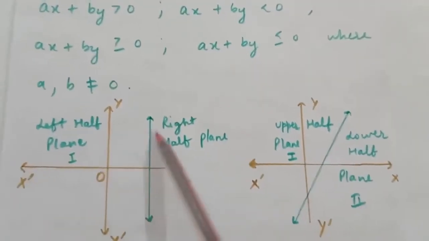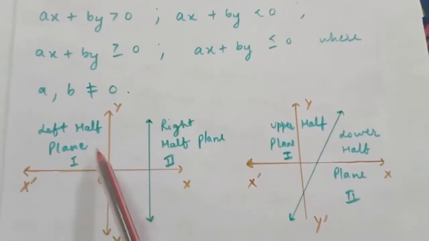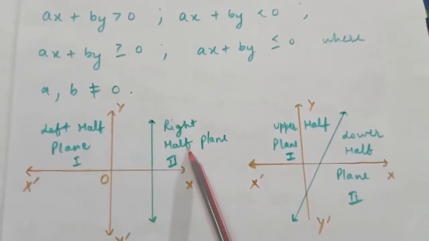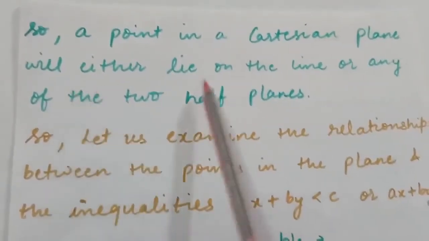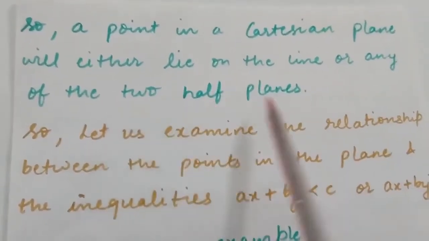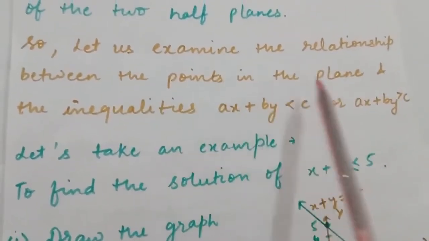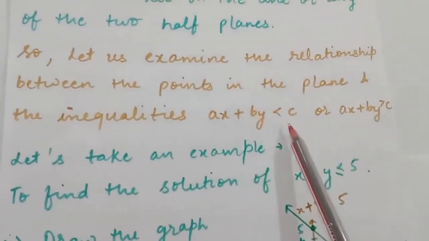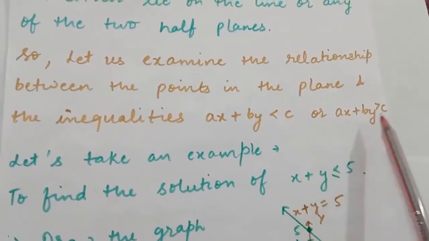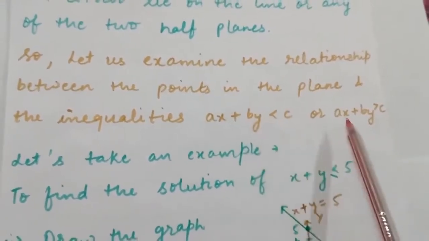So any point on this Cartesian plane will either lie on the line or on this left half plane or on the right half plane, right? So a point in a Cartesian plane will either lie on the line or in one of the two half planes. Let us examine the relationship between the points in the plane and the inequalities ax plus by less than c or ax plus by greater than c.